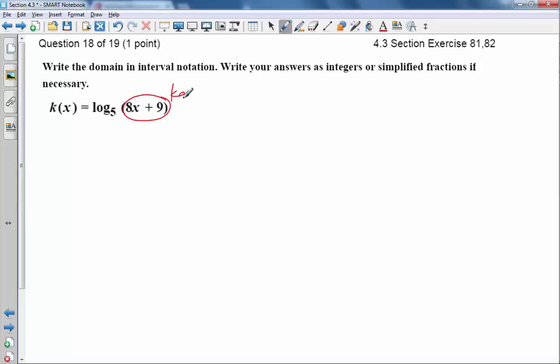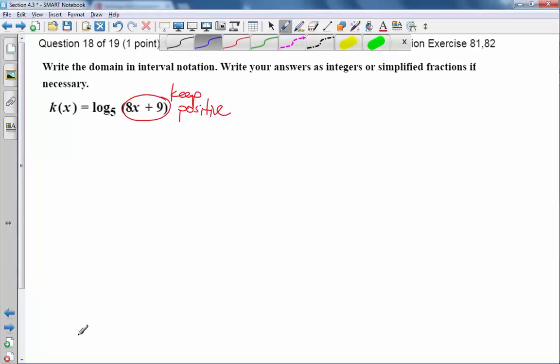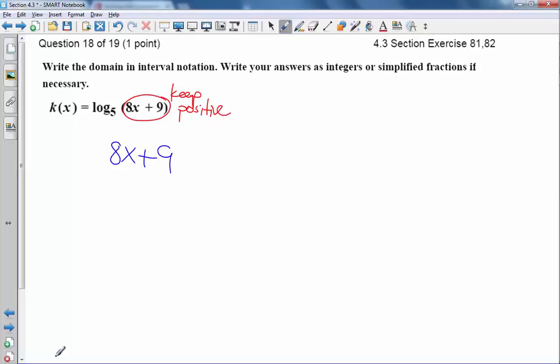Keep positive. Try to enter a negative number into a logarithm, it's going to fail, undefined. Try with a calculator. So, I just put this in sentences, words. How do you write this goal in mathematical terms? You need to keep 8x plus 9 positive. So what is the right symbol to say keep this thing positive?